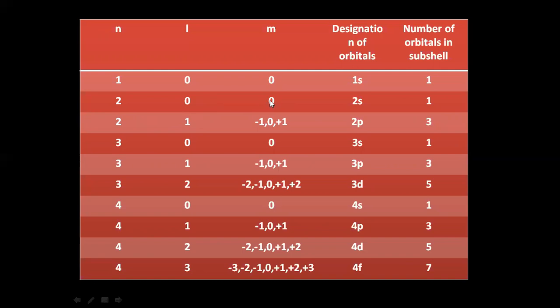So for L equal to 0, what will be the value of M? Obviously 0. What will be the designation? 2s, because for L equal to 0, we write 2s. Number of orbitals: 1. Now, can you see that this is 1, right?